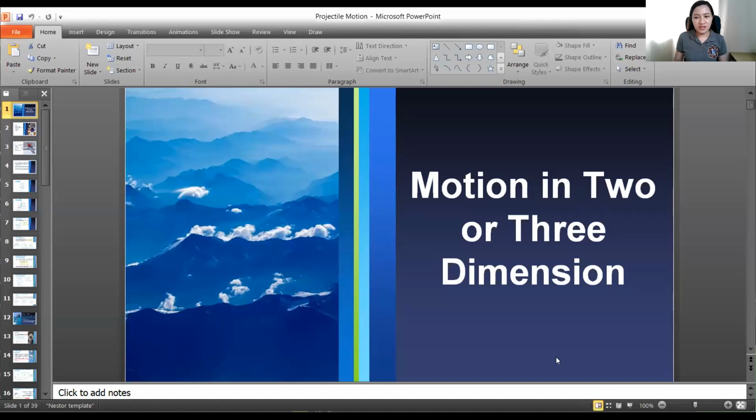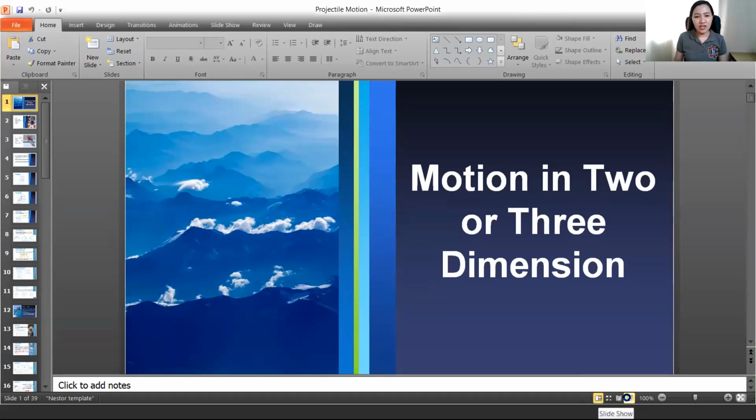Today, in this video, we will be talking about two and three-dimensional motion. In the previous discussion, we talked about motion in the horizontal direction as well as the vertical direction. But as we know, in real life, motion doesn't just exist horizontally or vertically. Sometimes motion can happen in two and three dimensions. So that's what we will be talking about.